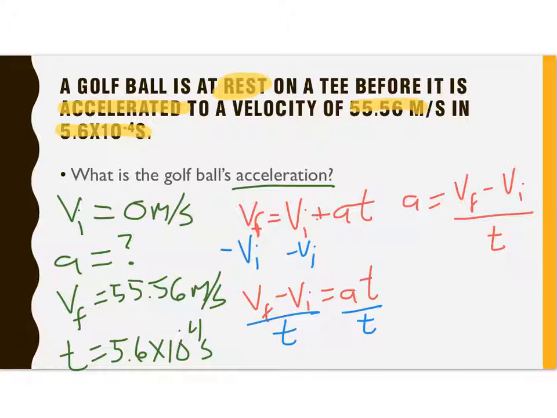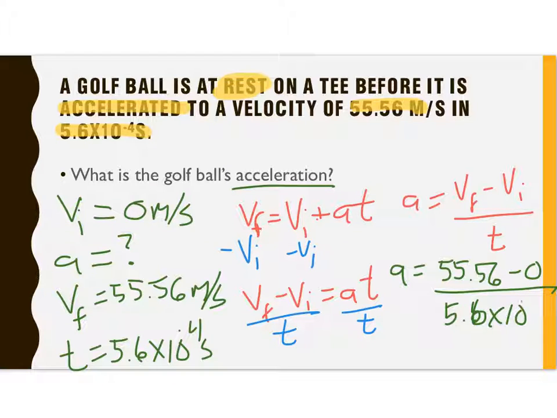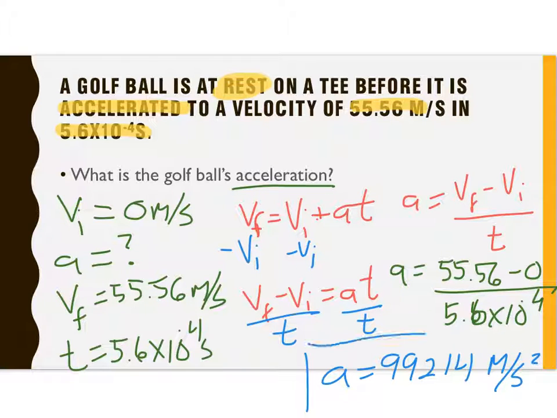So then if I plug in my numbers, my acceleration is 55.56, or my VF, minus 0 divided by my time of 5.6 times 10 to the minus 4th. And when I put that in my calculator, I will get an answer of my acceleration of 99,214 meters per second squared. So there is my first example of working out the problem.